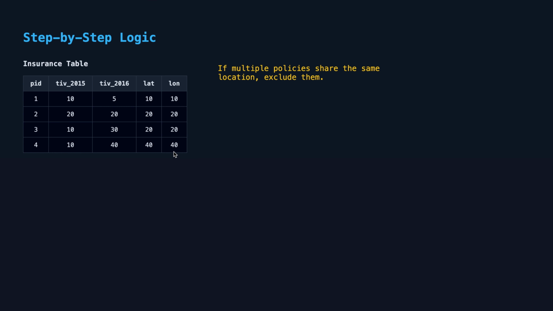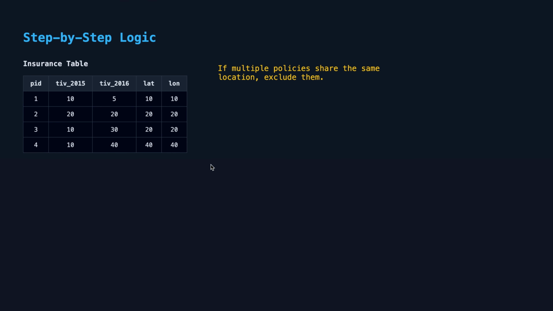Now we combine the 2 filters. The rows that satisfy both the rules are these 2 rows, with PID equal to 1 and PID equal to 4. These are the only valid rows. So we simply sum their TIV 2016 values. Row 1 contributes 5 and row 4 contributes 40. So the total comes out to be 45. And finally, we round to 2 decimal places, producing 45.00 in decimal. This will be our final output that we are going to return.